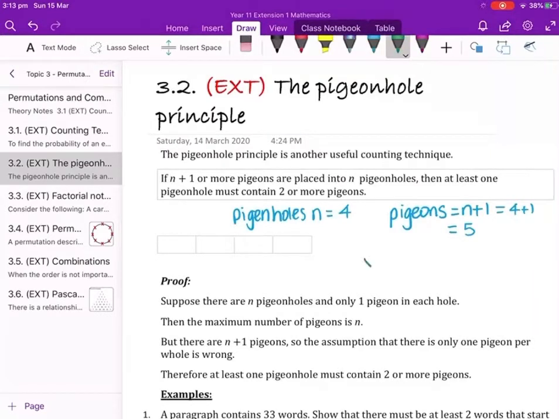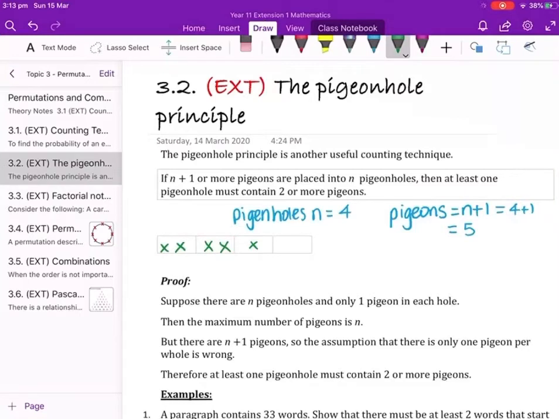So we're going to start off with our 5 pigeons again. Okay, I'm going to pick up the first pigeon and I'm going to place it in the first pigeonhole. I'm going to pick up the second pigeon and I'm going to place it also in the first pigeonhole. I'm going to pick up the third pigeon and place it in the second pigeonhole. Pick up the fourth pigeon, place it also in the second pigeonhole, and pick up my 5th pigeon, and I'm going to put that in my 3rd pigeonhole.